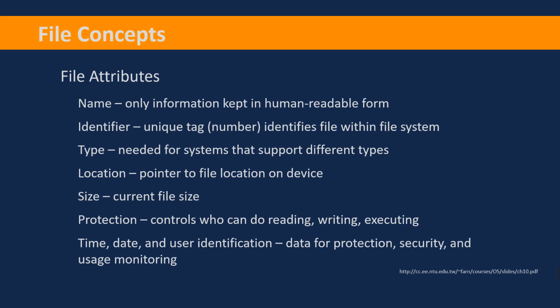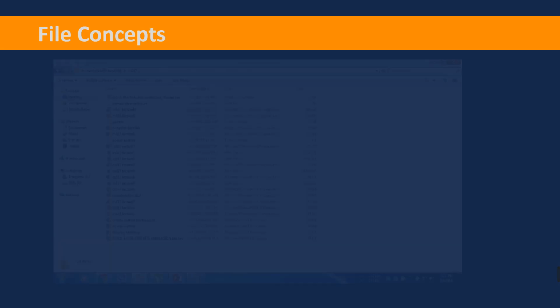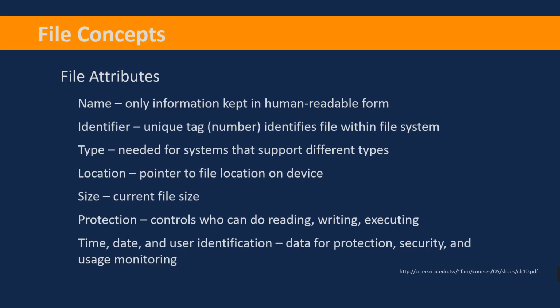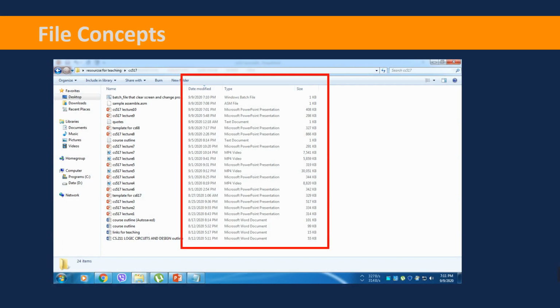Size is the current file size. Protection controls who can do reading, writing, or executing. Time, date, and usage identification. This is data for protection, security, and usage monitoring. So again, I'm going to show you here some of the attributes. By just looking at the directory, you can already see some of the attributes of your file. So you have the modified, and the type, and the size.